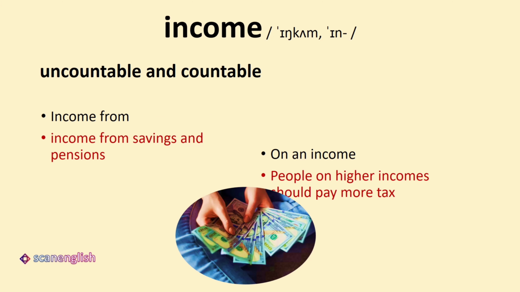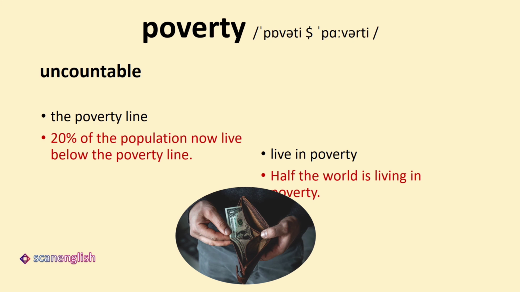Income. It can be used as an uncountable and countable word. Pay attention to these 2 points. Income from: income from savings and pensions. On an income: people on higher incomes should pay more tax. Poverty. It is uncountable. Pay attention to the following points. The poverty line: 20% of the population now live below the poverty line. Live in poverty: half the world is living in poverty.